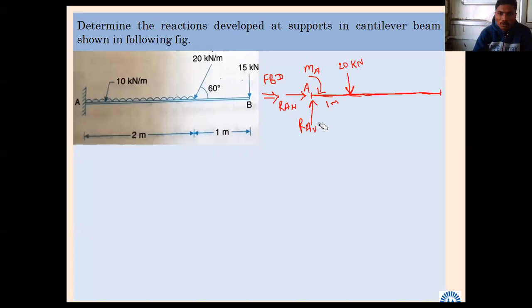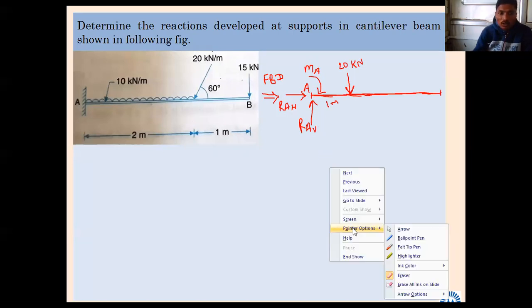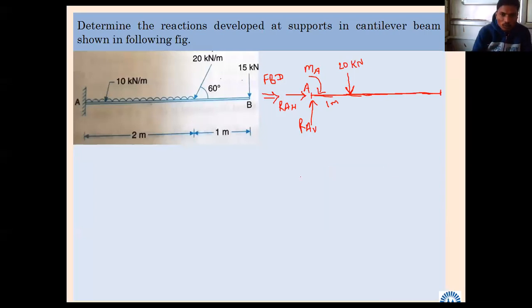You want to say something? What I was telling, there should not be per meter. As that force is inclined, shall we resolve that force into its horizontal and vertical components? Yes, sir. So what will be its vertical component? Minus 20 sine 60.